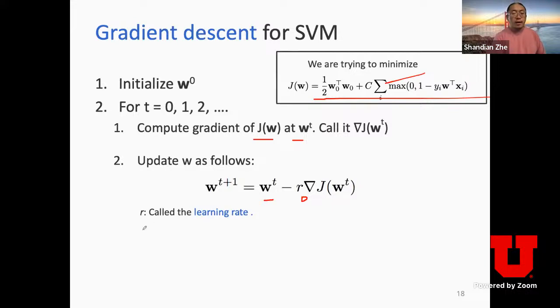And here the learning rate R needs to be properly chosen. It cannot be too big, but if it's too small, you will see the learning progress is very slow. If it's too big, it perturbs the parameters too much.